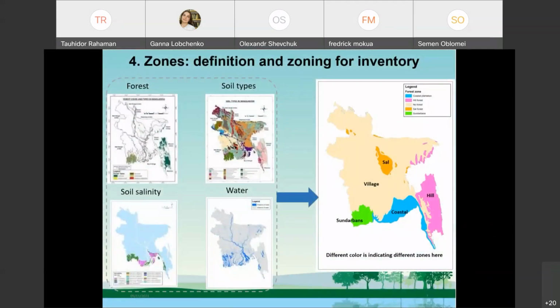So this is our ecozone map. On the right side, we can see the 5 ecological zones, which are based on forest, soil, and water. Several opinions and factors determined this within Bangladesh.